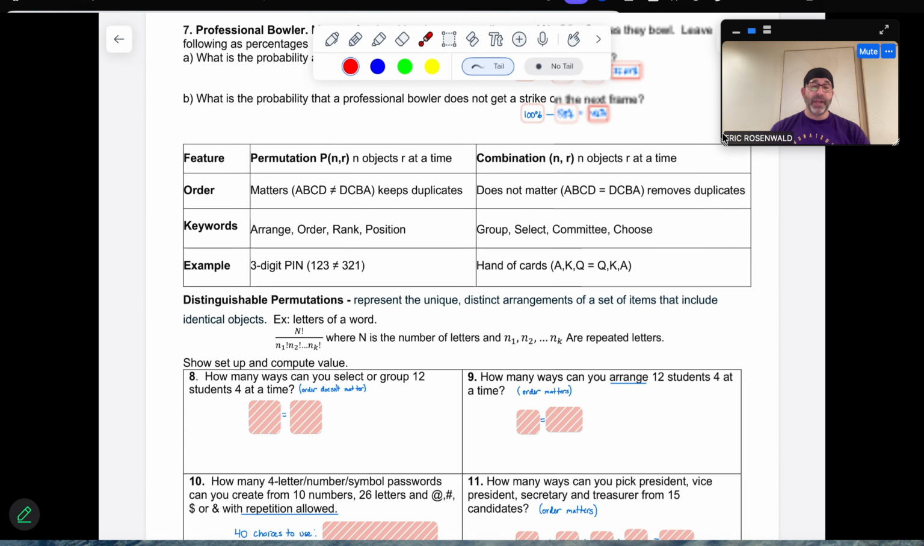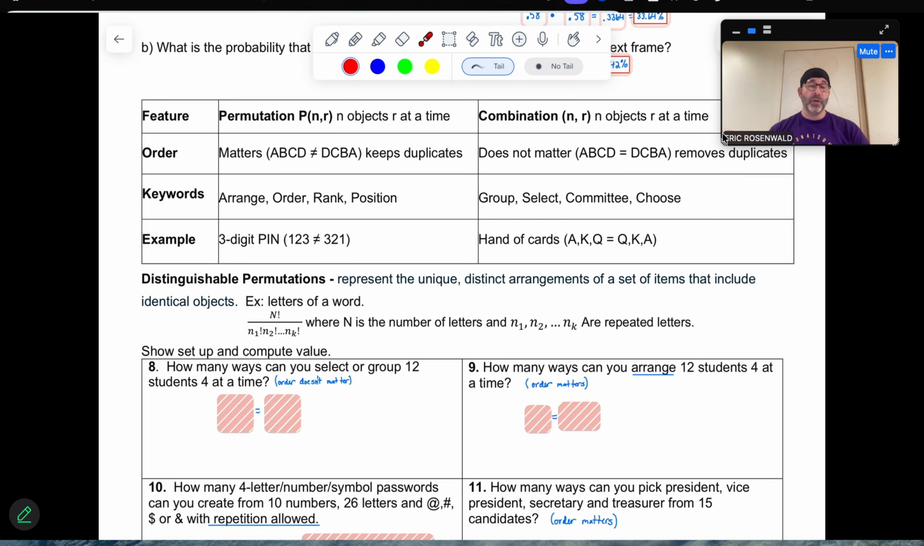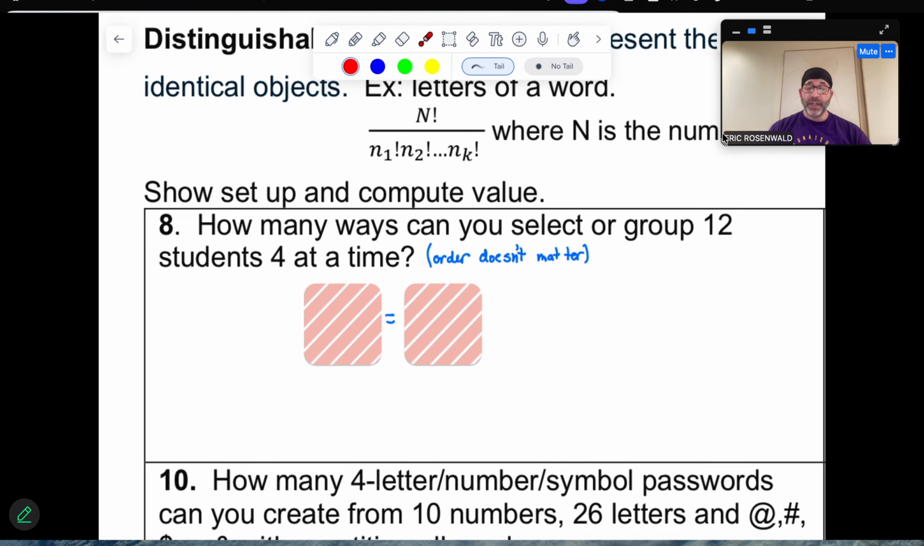And you can see some examples up here of what it's like when the order matters, and when the order doesn't matter. And there's certain words to look for. So when we say permutation, we're talking about words like arrange, order, rank, position. And when we say combination, we're talking about making a group or a committee or choose or things like that, okay? So let's take a look at letter A, or number 8.